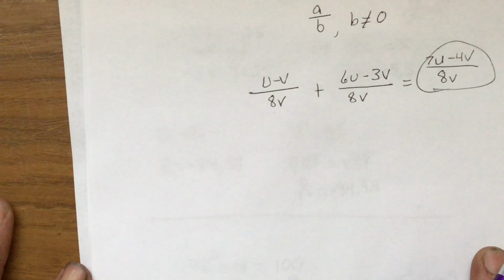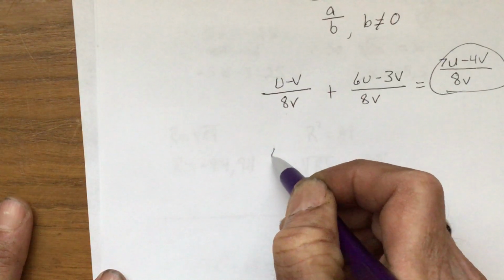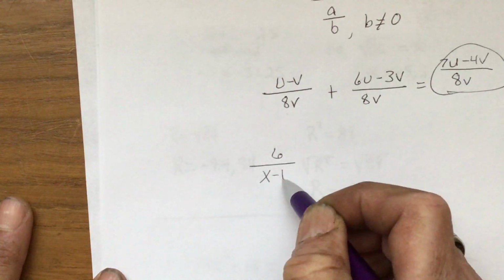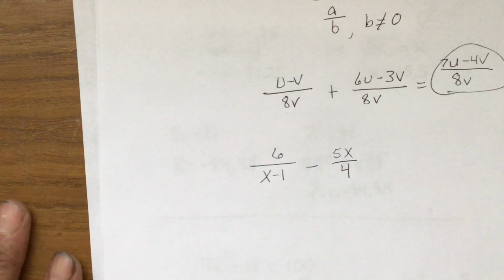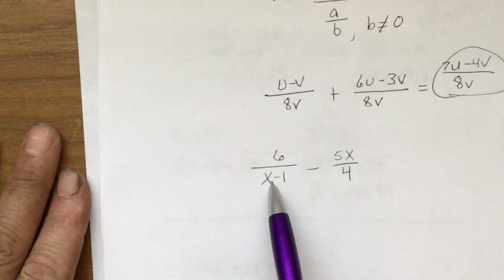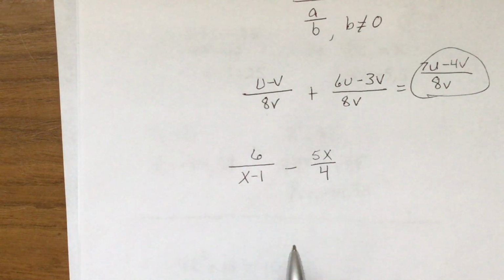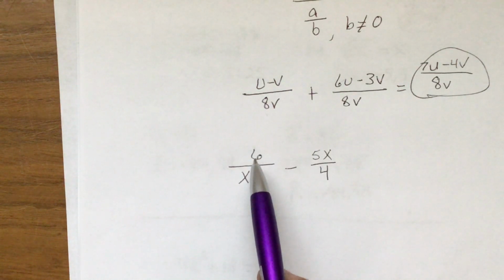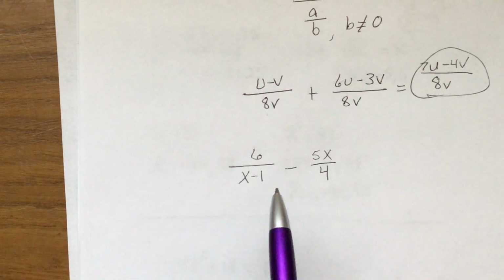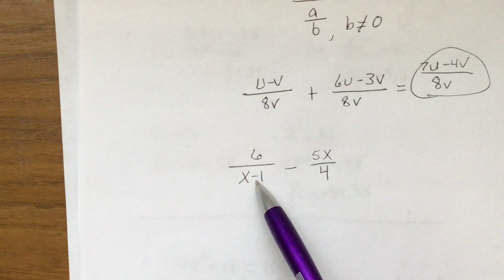Okay, well, if it were all that easy, hey, what would we do? Here's number 7 on the worksheet that I gave you. 6 divided by x minus 1, minus 5x divided by 4. Obviously, we don't have a common denominator. So how do we get a common denominator? On most of these, you'll get a common denominator by multiplying this fraction on top and bottom by what's on the bottom of the other fraction, and vice versa.